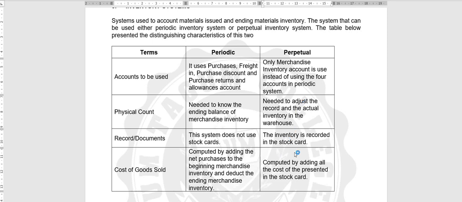So again, the cost of goods sold under the perpetual inventory system is computed by adding all of the cost of the goods that you sold, which can be reflected in the stock card. You just add, for example, the cost of the item sold. So you just look at your stock card: for the Fortuner that was sold, see how much the cost of that Fortuner stock was. That is what you report as cost of goods sold.